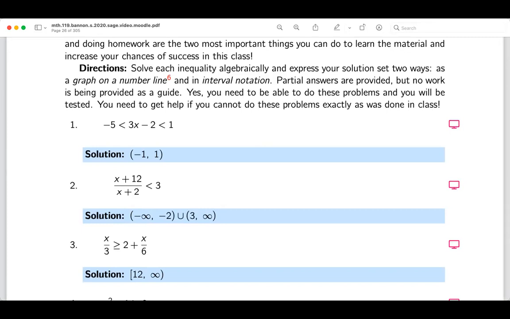Just give me a minute to get that thing working. Let's see what we got here.